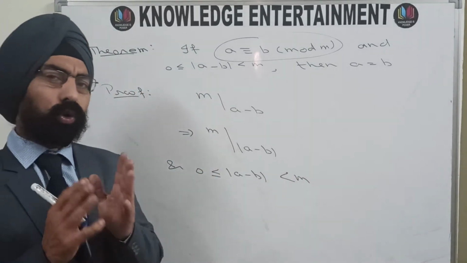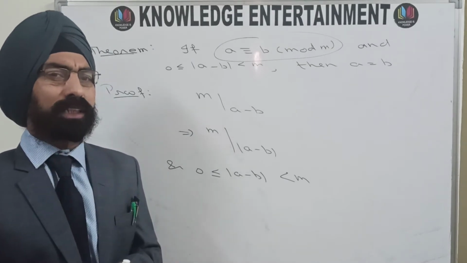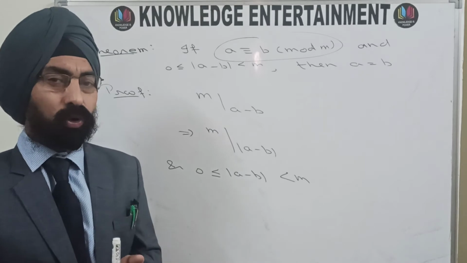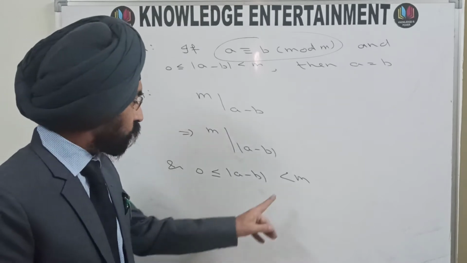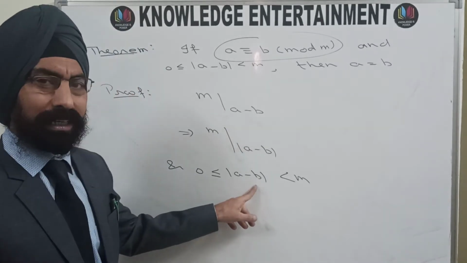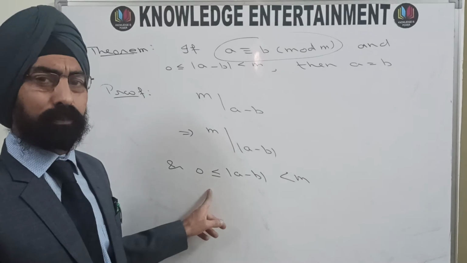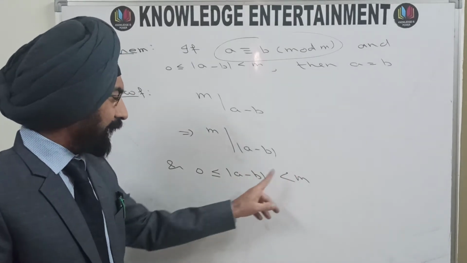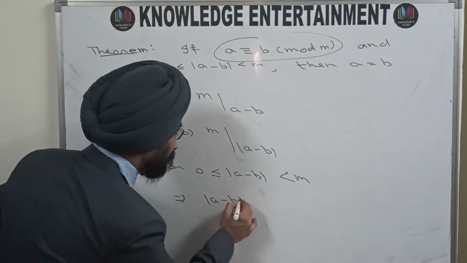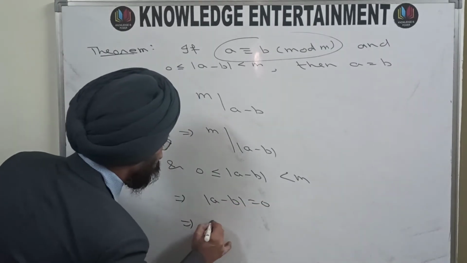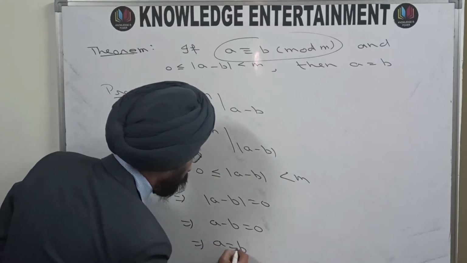We know that no positive number can divide a strictly positive number less than it. So M cannot divide mod of A minus B unless mod of A minus B is equal to 0, because 0 is the only possibility for which M can divide mod of A minus B. So this means mod of A minus B is 0, and from here you can say A minus B is 0, which means A is equal to B.